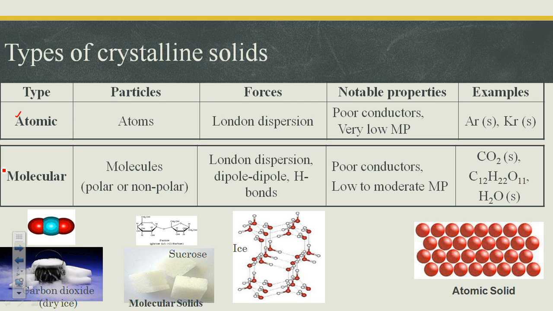The second type of solids are molecular solids, and they are made up of molecules. These molecules could be polar or nonpolar. An example of a polar molecule could be water molecule. A nonpolar molecule could be dry ice, carbon dioxide, or it could even be oxygen, which is solidified, or nitrogen gas, and so on. In between the molecular solids, there could be London dispersion forces, dipole-dipole attractions, or hydrogen bonds.